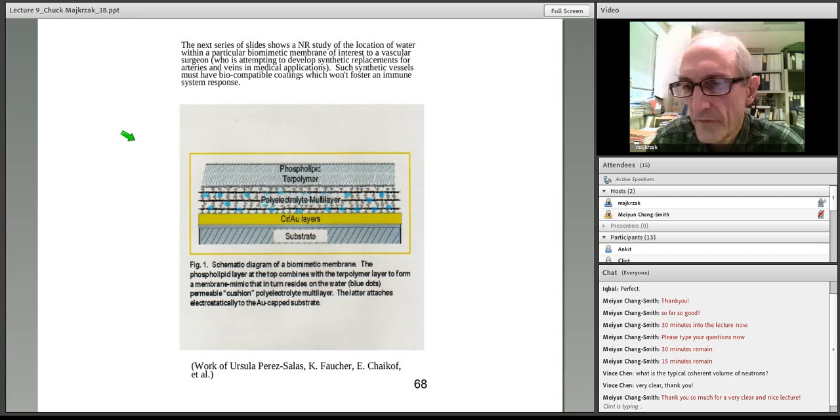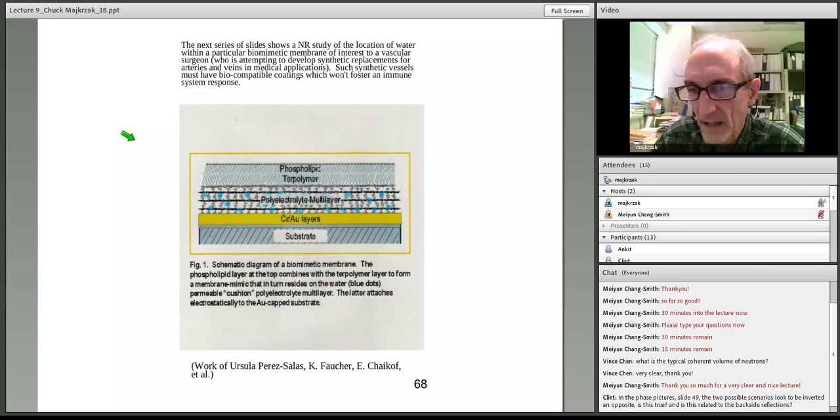Thank you, Mayun, for the compliment. I hope everybody was able to learn something, as I have learned from all of my colleagues. But I see I now have a question from Clint. He asks, in the phase picture, slide 49, the two possible scenarios look to be inverted and opposite. Is this true, and is this related to the backside reflections?